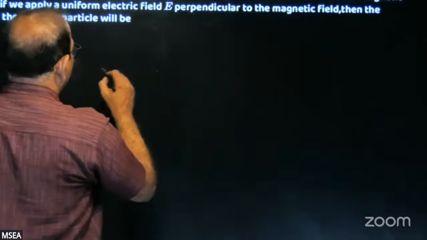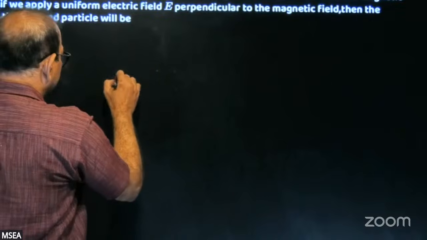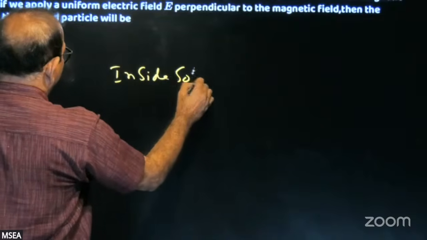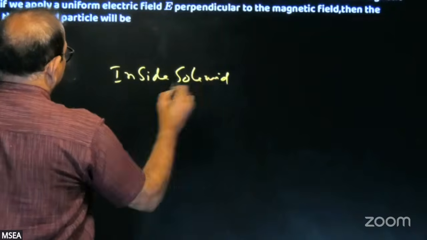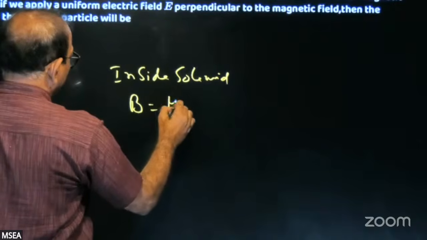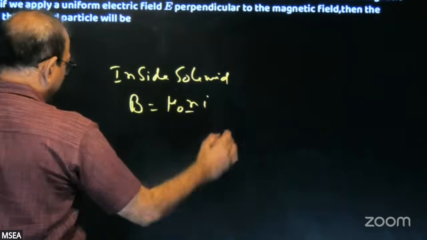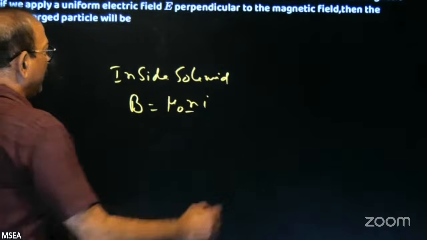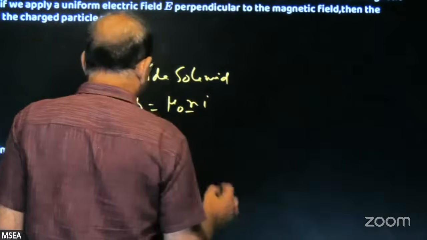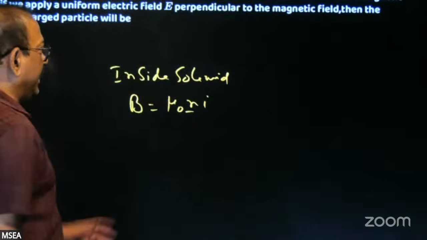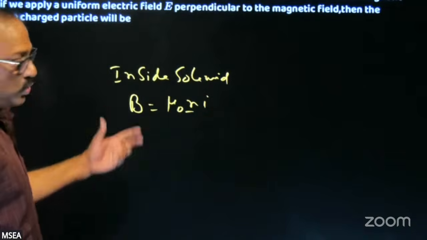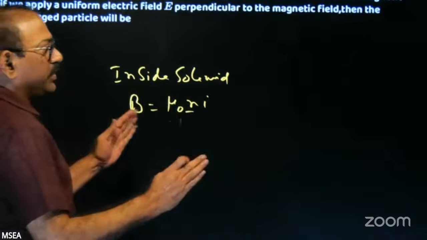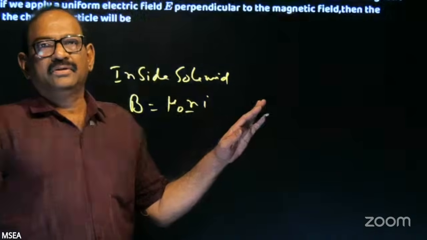Solenoid, you remember a solenoid, magnetic induction inside a solenoid. Inside the solenoid, magnetic induction B is mu naught n i, where n is the number of turns per unit length. And magnetic induction at one edge is mu naught n i by 2. At one edge, mu naught n i by 2. Revise these all.